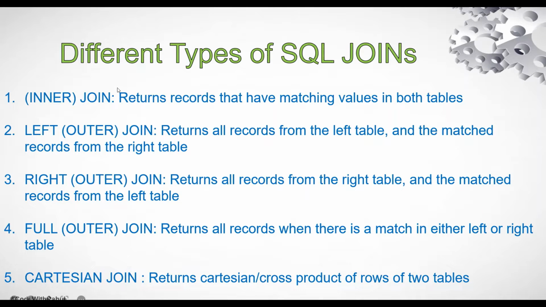Inner join returns records that have matching values in both tables. Left outer join returns all the records from the left table and the matched records from the right table. Right outer join returns all the records from the right table and matched records from the left table. In case of full outer join, it will return all the records. And there is one more join, that is Cartesian join. It will return the Cartesian or cross product. So we will discuss them in detail.